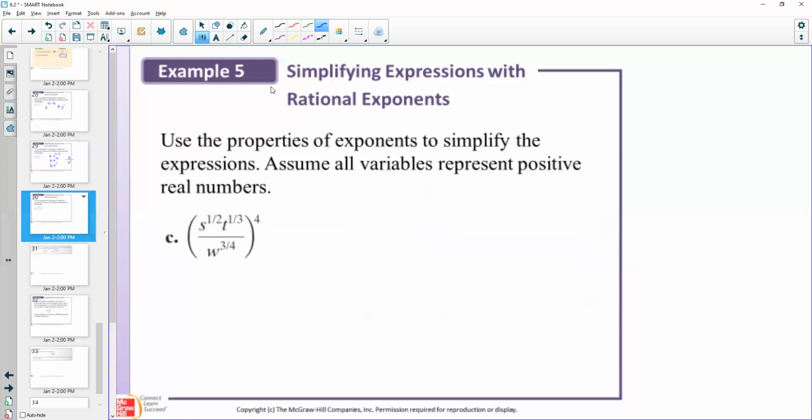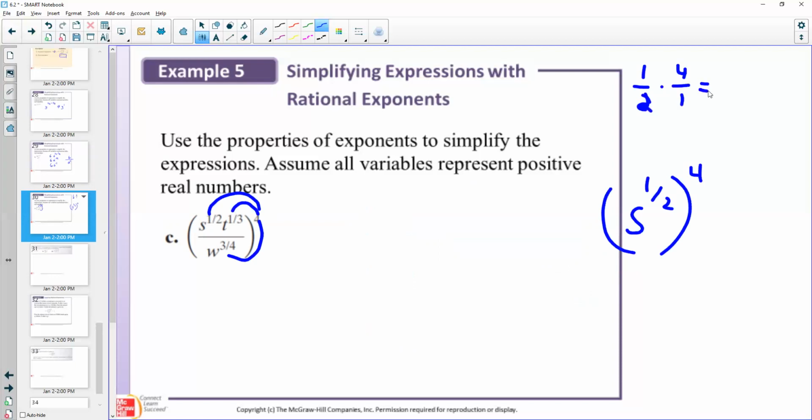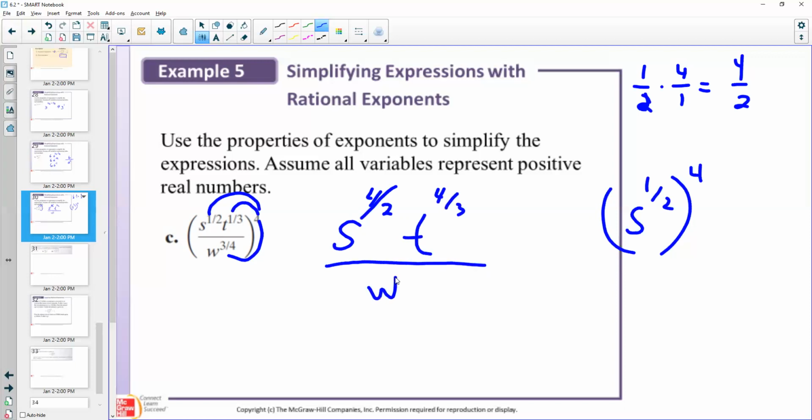All right. Whew, this one has a lot going on. So let's first give everybody that 4 so we can break up the parentheses. When I do this, s to the half times 4, think about multiplying fractions. Half times 4 over 1 gets me 4 over 2. So s becomes s to the 4/2. T, oh, I need the actual fraction bar, becomes 4 over 3. W becomes 12 over 4.